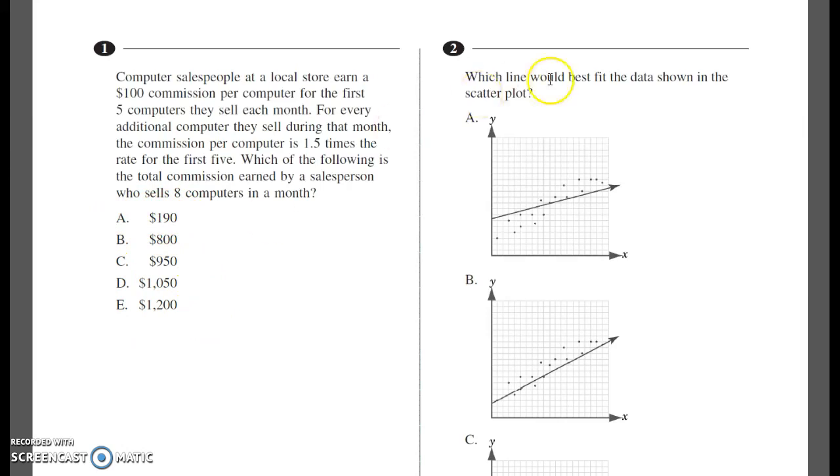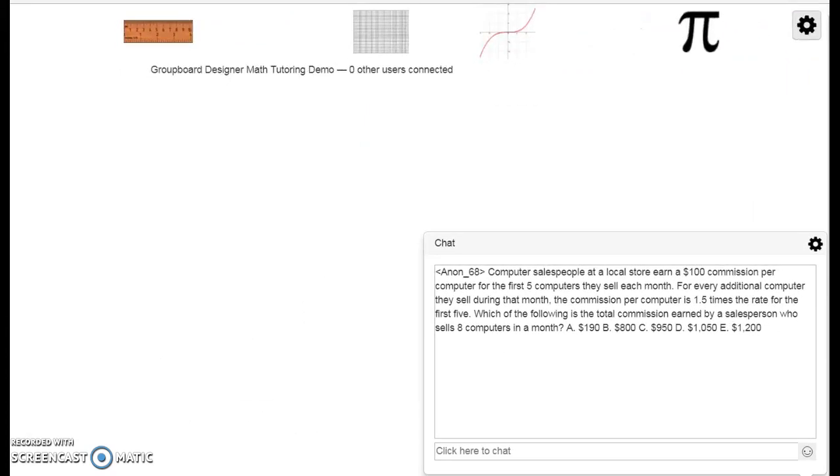So I'm going to move away from the test for a second. What I've done is I've taken this question and I've set it up in a whiteboard for us so that we can work through the problem together. The question says, computer salespeople at a local store earn a $100 commission per computer for the first 5 computers they sell. For each additional computer they sell during that month, the commission per computer is 1.5 times the rate for the first 5. Which of the following is the total commission earned by a salesperson who sells 8 computers in a month?